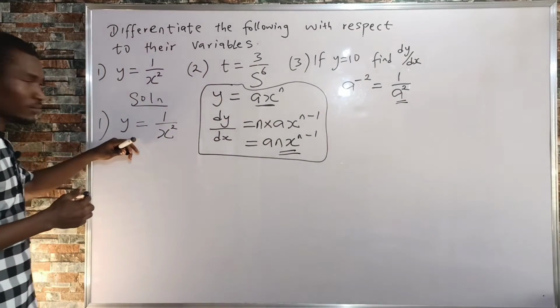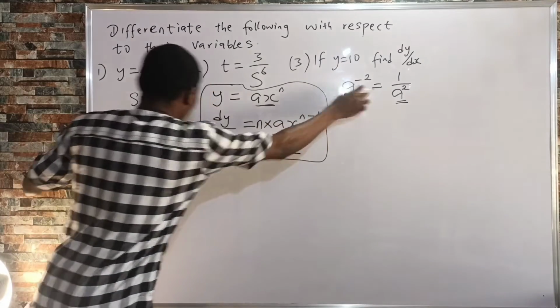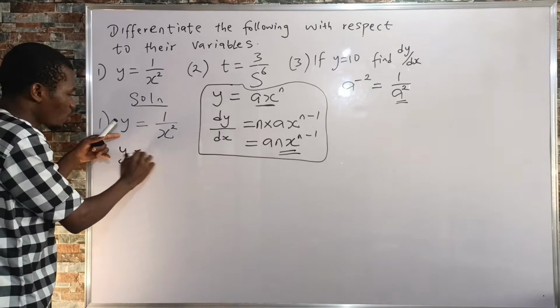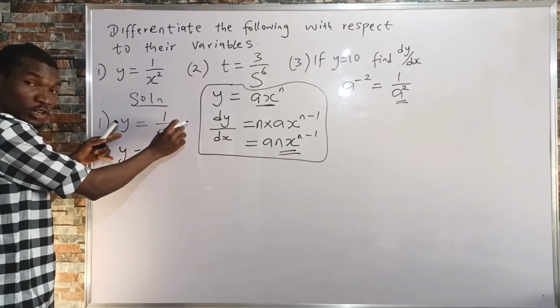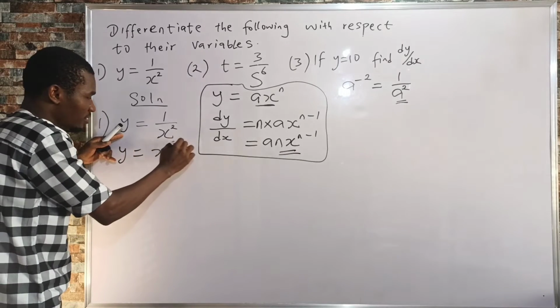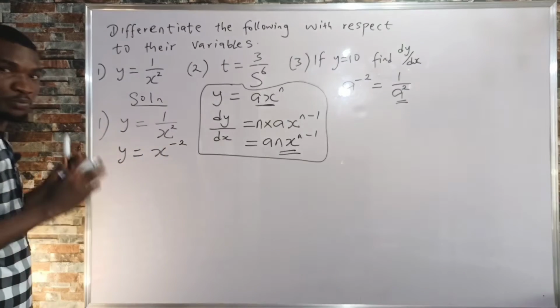Okay, coming back here, I will apply this law of indices in this given place. Hence, I have y equal to 1 over x raised to the power of 2 can still be put as x raised to the power of negative 2. That sounds very simple, right?